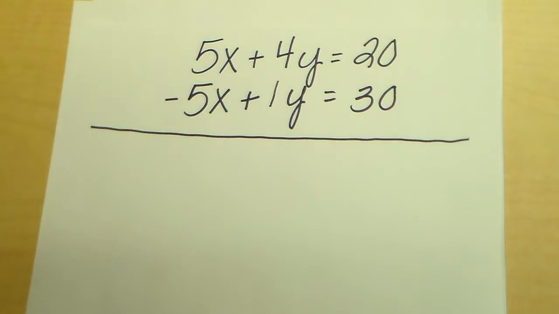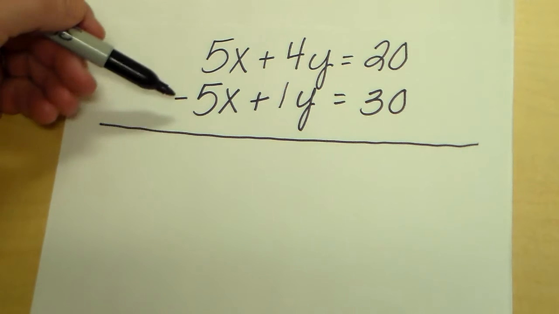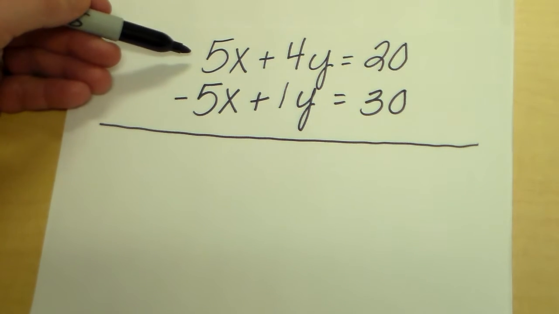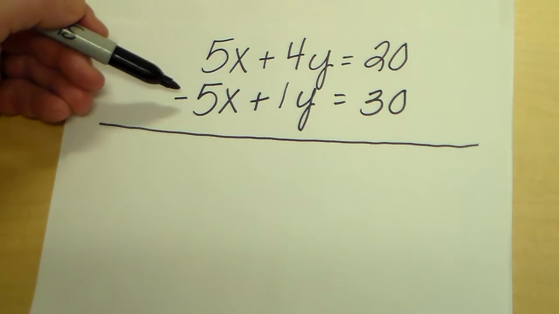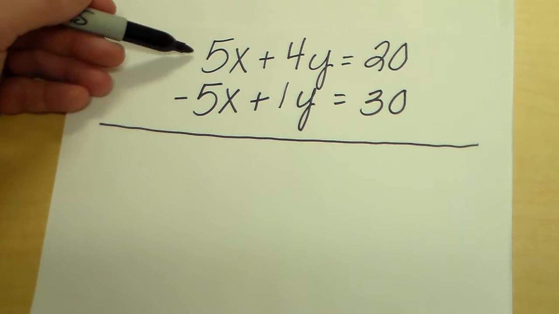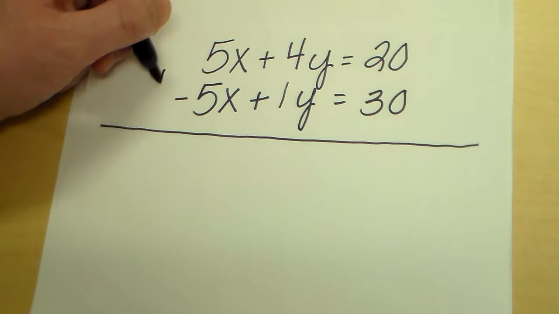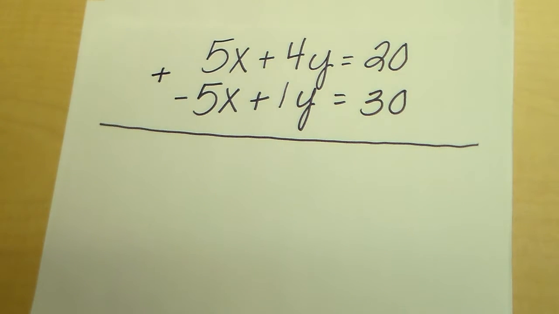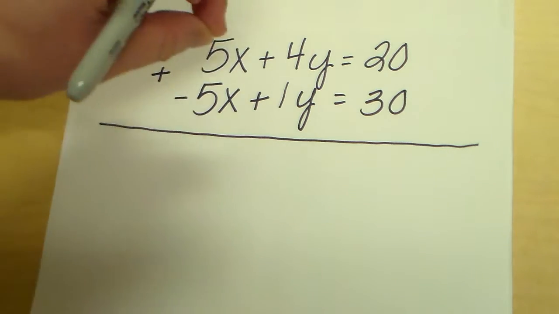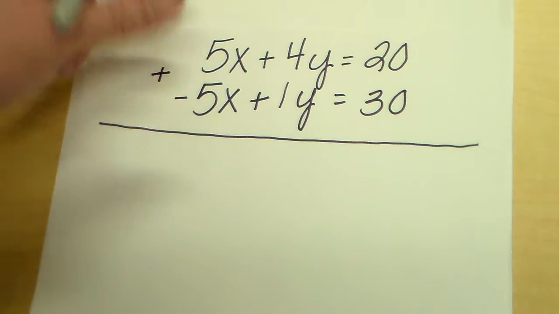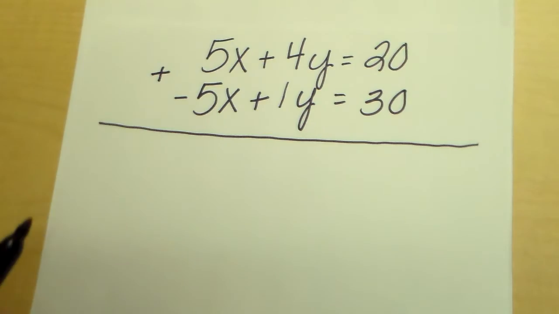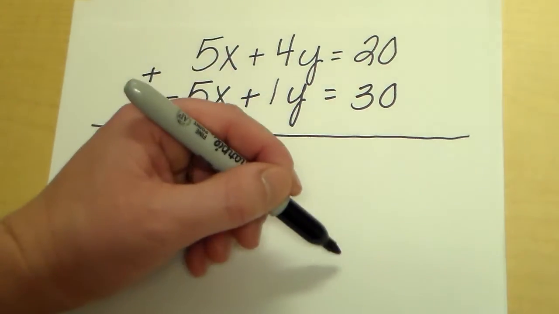I'm going to decide whether I'm adding or subtracting. Okay, that's step 3, and we're going to cancel. Now I'm looking at the signs. If this is a positive 5 and this is a negative 5, to get them to cancel out, I would have to add them together, because a positive plus a negative of the same number equals 0. So I'm adding both of these equations now.